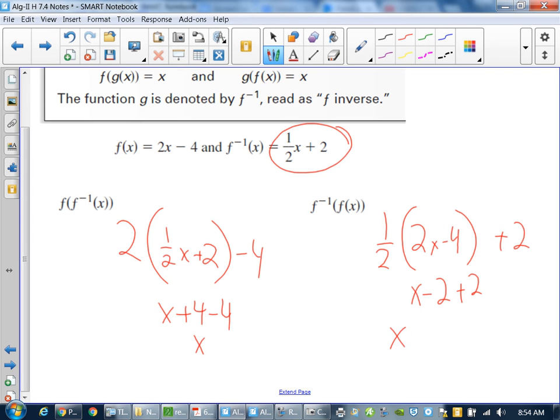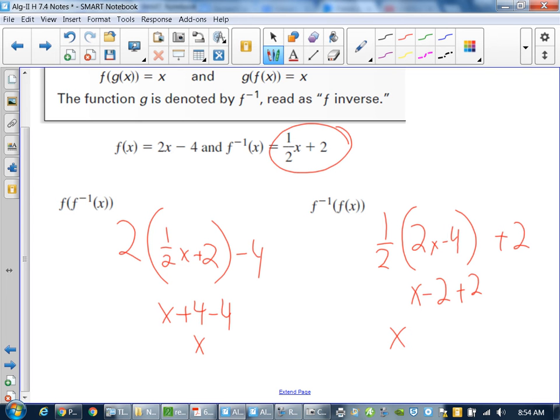Which means if I get x for both of them, that shows that they're inverses of one another. That's how you verify that you have an inverse. And that's where it comes into play with that idea of graphing.